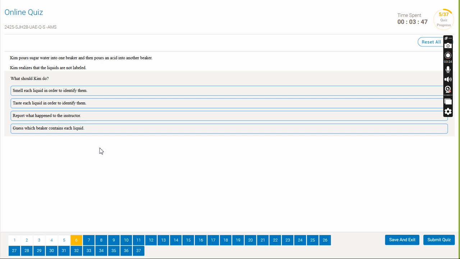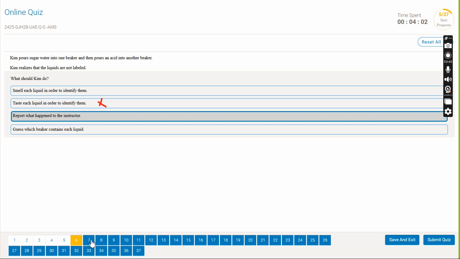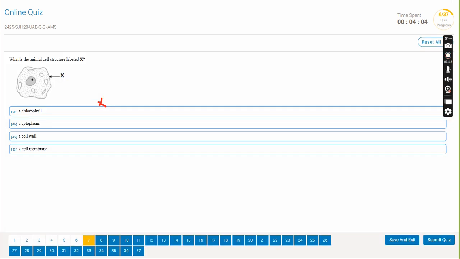Kim pours sugar water into one beaker and then pours an acid into another beaker. Smell each liquid? No, that's not the correct idea. And taste each liquid? That's definitely not right, because you don't know what's in the liquid and it can harm you. And report what happened in the structure? Yes, that's the best thing to go with before taking any decisions.